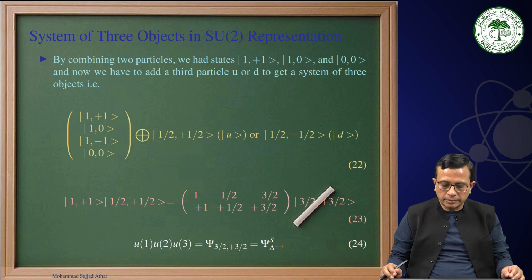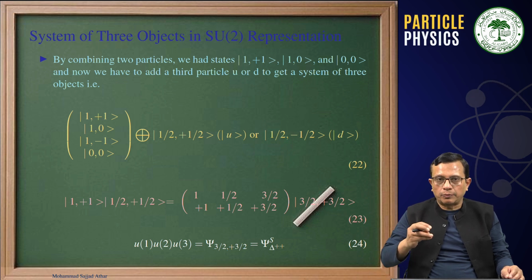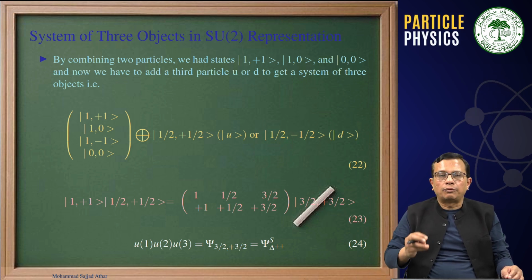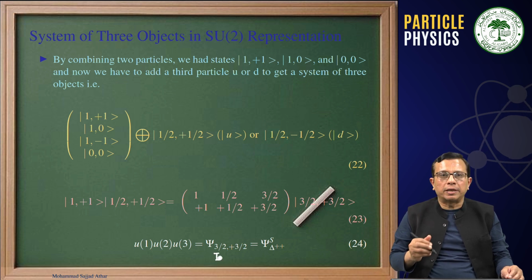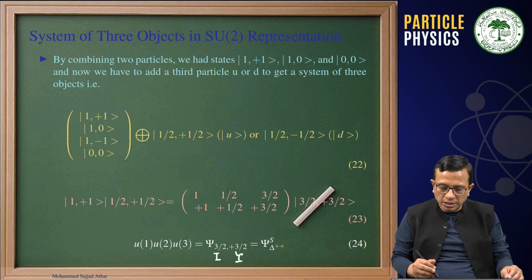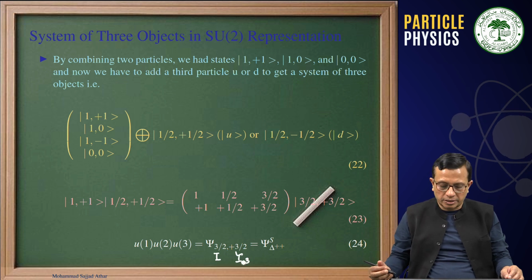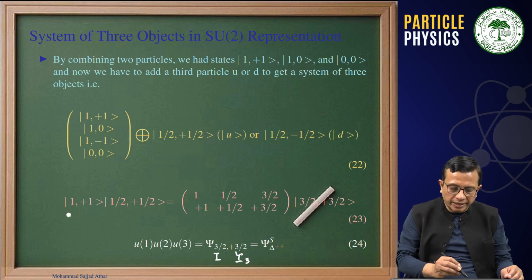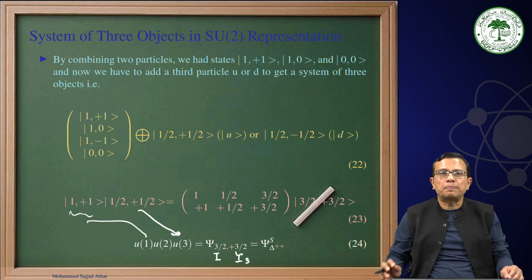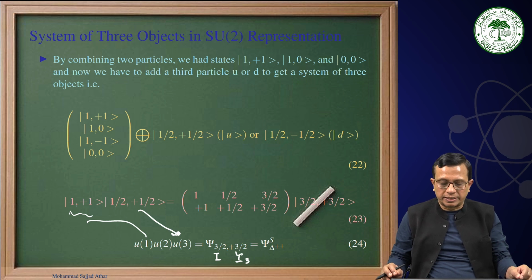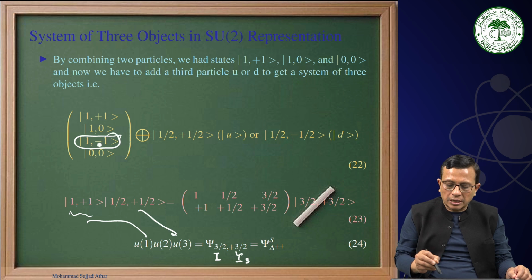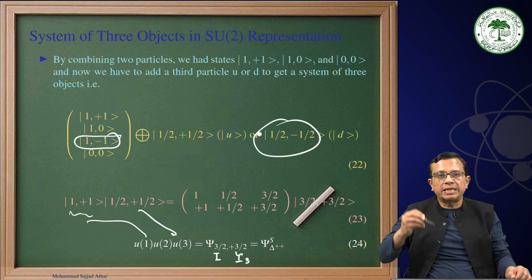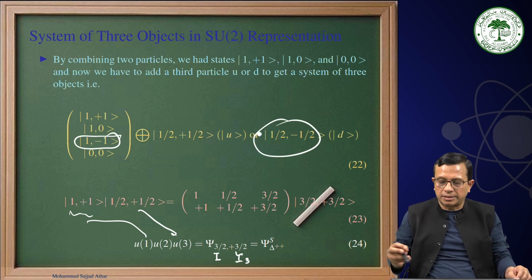Try to understand what I am telling you. When we want to write the flavor wave function for delta plus plus, we have to keep in mind that the isotopic spin should be 3/2 and the projection of the isospin should also be 3/2. This way we get u in state 1 and u in state 2, and here, for half plus half, we get u in state 3. Similarly, when we add 1, minus 1 with half, minus half, then we get d in state 1, d in state 2, and d in state 3.